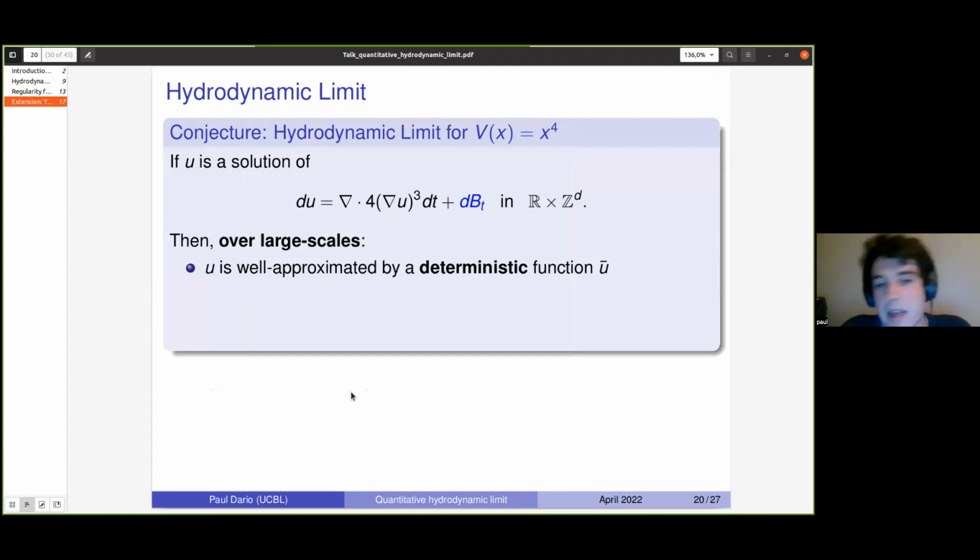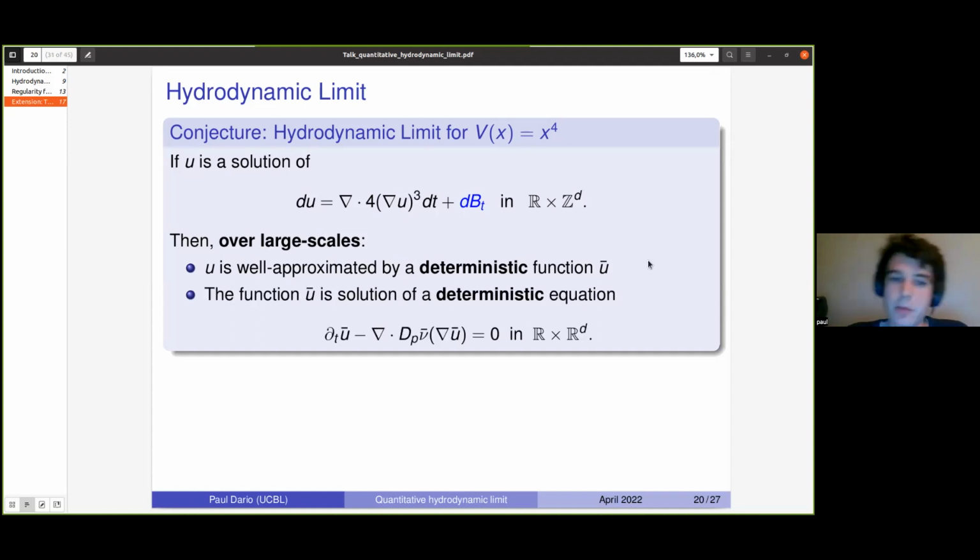Here is what you could conjecture, and what I'm working on, regarding the hydrodynamic limit for V of x equal x^4. You take u to be a solution of your Langevin dynamics. So it's the same equation: du is equal to the gradient of u to the q dt plus dBt. Then you look at your system in a big box with a suitable boundary condition. You zoom out, and what you expect is that u will be well approximated by a deterministic function u bar. So it starts exactly the same.